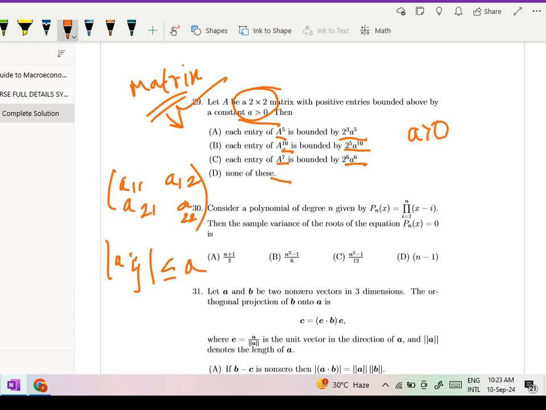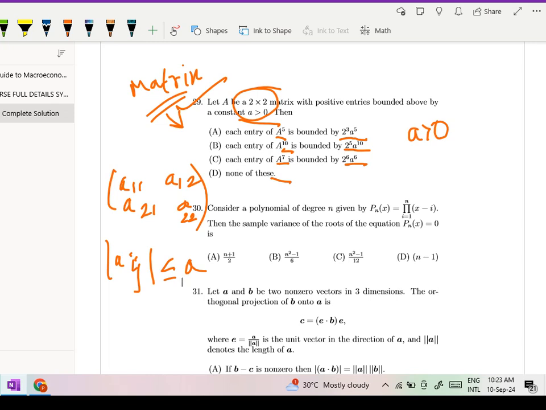When you multiply a matrix by itself, what happens? The value of the entries in the resulting matrix grows based on the number of terms. Specifically, each entry in A to the power n will be a sum of products of entries of A. Okay. So for a 2 by 2 matrix, each entry of A to the power n can be expressed as a sum of products of n entries of A.